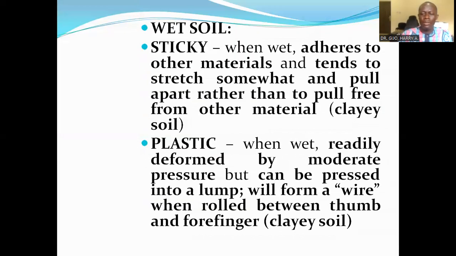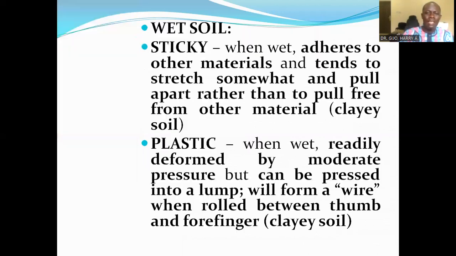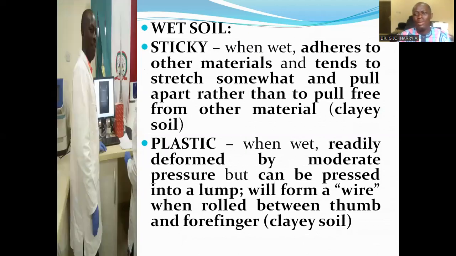Now, the terms that are commonly used to describe soil consistence are: one, sticky; two, plastic; three, loose; four, friable; five, firm; six, soft; and seven, hard. When the soil is wet, it can either be sticky or plastic. When it is moist, it could be loose, friable, or firm. And when the soil is dry, it would be soft or hard, depending on the soil type. So I want to look at each of these terms that I used to describe various types of soils.